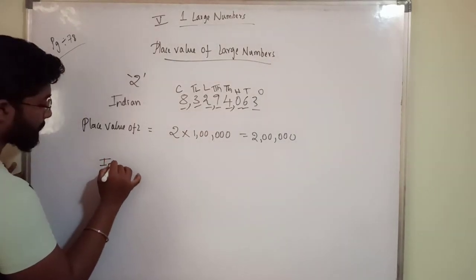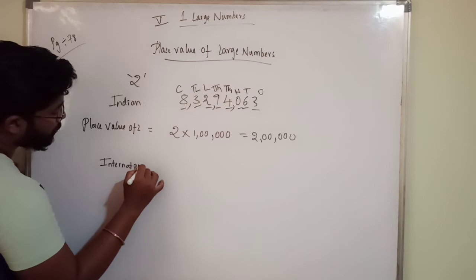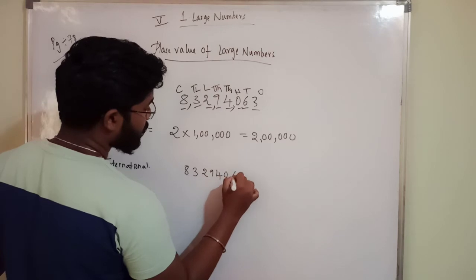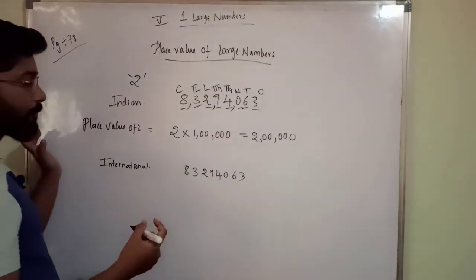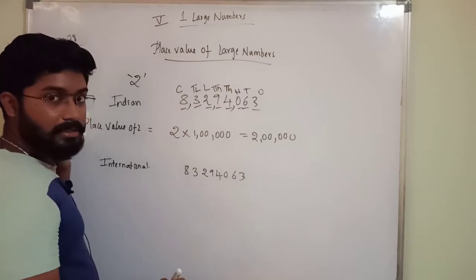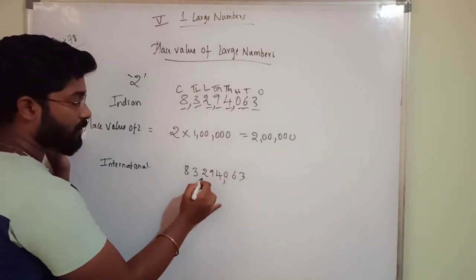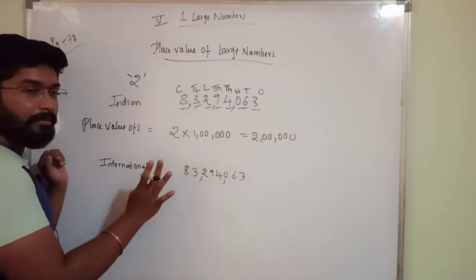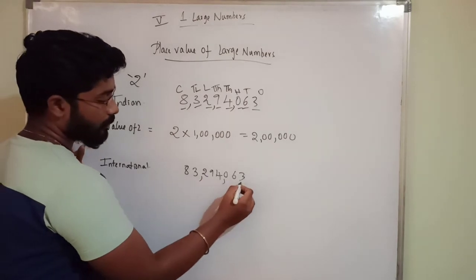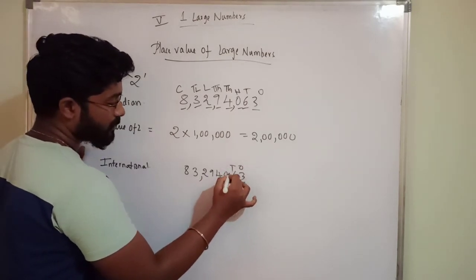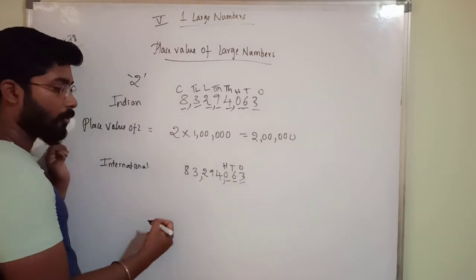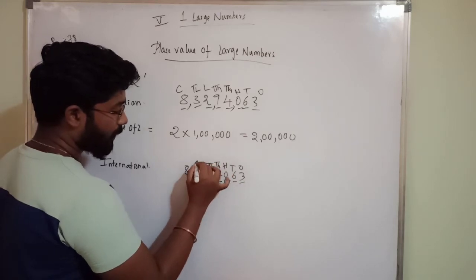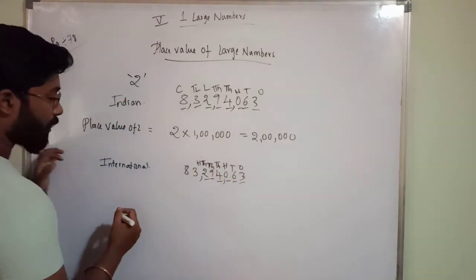International system. In the international system, 83294063. So let us see. In the international system, how will we separate? After 3 digits 1 comma, after 3 digits 1 comma, like that we will keep, and because here only 2 digits are there, we will leave it like that. So here this is ones place, this is tens place, this is hundreds place. In the international system I am talking about. Okay, this is thousands, 10,000s, 100,000s. Okay, 2 is in the 100,000s place.